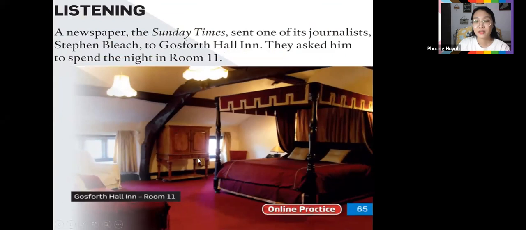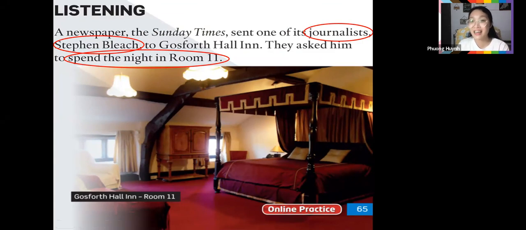Okay, so this is room 11 in the Godfrey Hall Inn. So this is the name of the hotel. So they say that in room 11 of this hotel, there will be a ghost inside. So the newspaper sent one journalist, okay, and his name is Stephen Bleak. And he is going to spend one night in room 11 to see if there is a real ghost inside. Okay, so do you understand the context? Bạn đã hiểu cái ngữ cảnh của câu chuyện này chưa? The context.